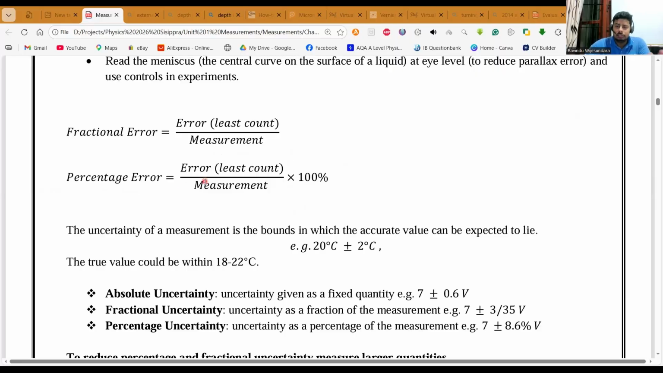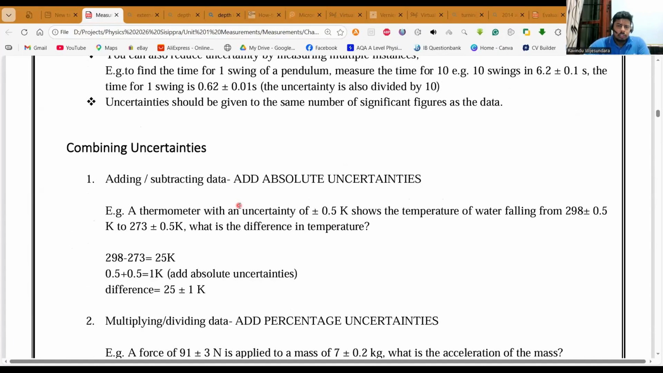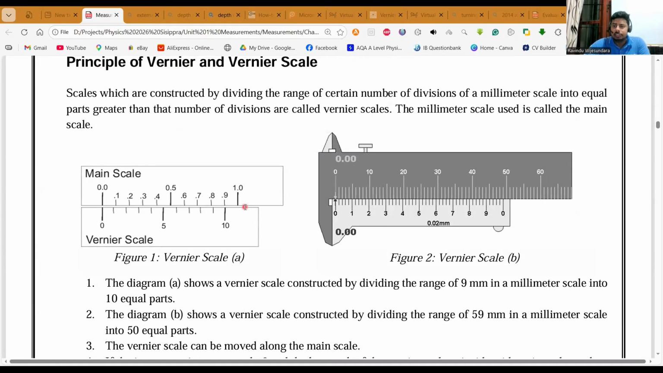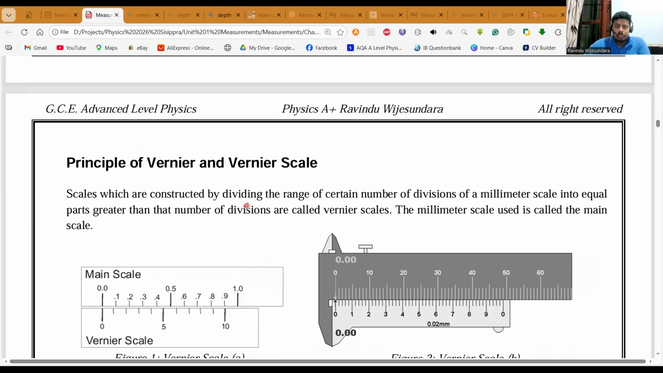So this is the theory. That's why people needed a new instrument to measure lengths and everything. That's why the Vernier caliper and the Vernier scale came to birth. This is the main reason: people needed a better way of taking measurements.